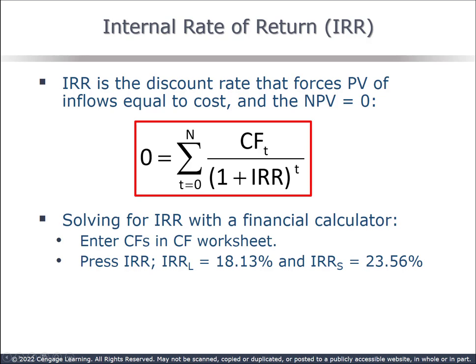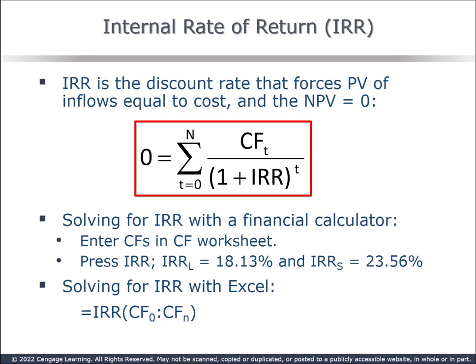In the TI Business Analyst 2, enter the cash flows as you did to solve for NPV. Or if you just solve for NPV, the values are still in the CF worksheet. Instead of pressing NPV, press IRR and compute. In Excel, the IRR function allows you to enter a guess, but it's not required, and the function expects the entire cash flow range, CF0 to CFN.